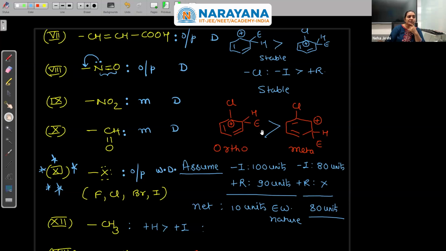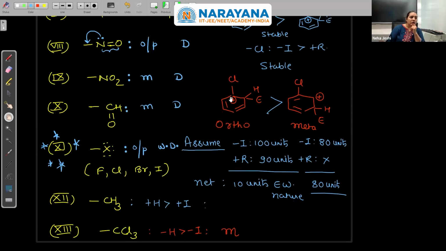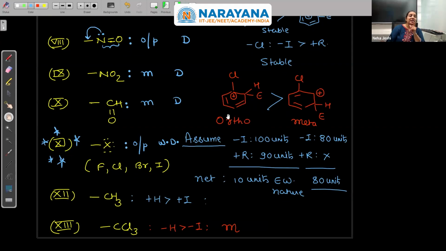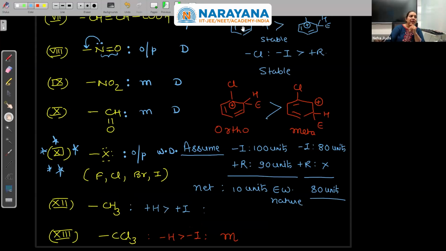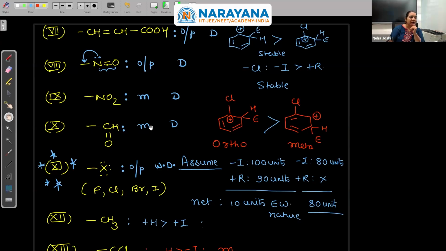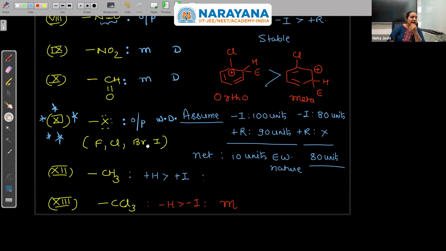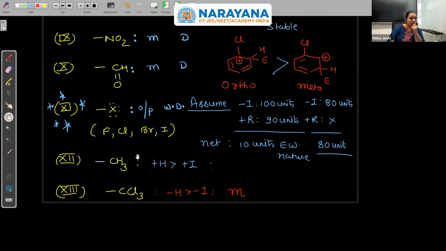But if I compare the sigma complex's stability, the most stable is if there was no halogen. Then come the ortho-para, then comes the meta. So that is why the ortho-para sigma complex is relatively less unstable than meta, but is not more stable than the benzene sigma complex. So fluoro, chloro, bromo, iodo are electron withdrawing groups. That is clear. And one more thing is there here. I'll discuss after 5 minutes.